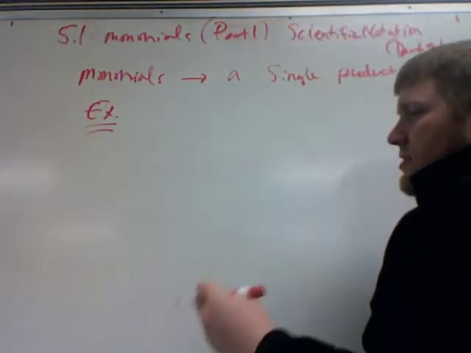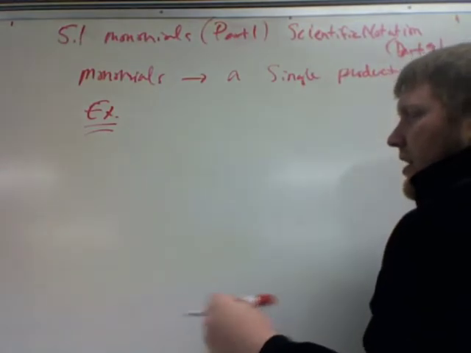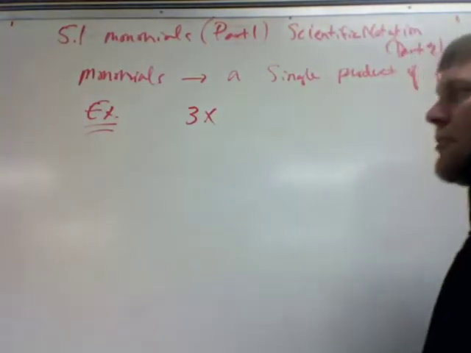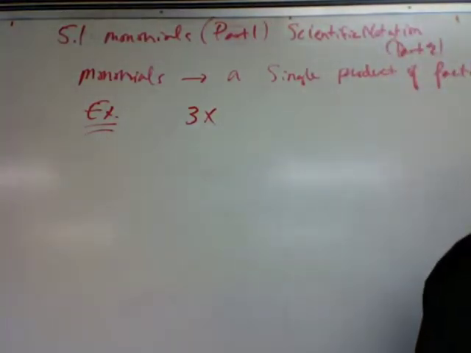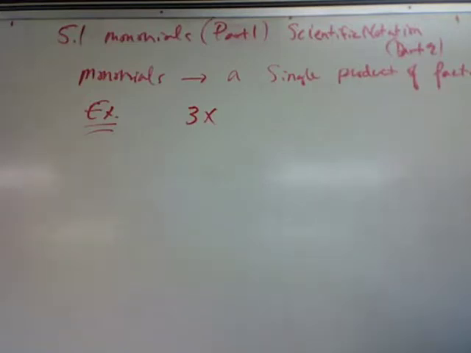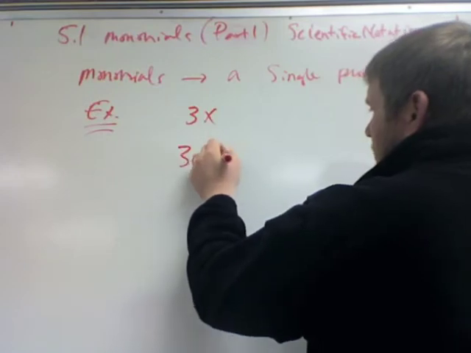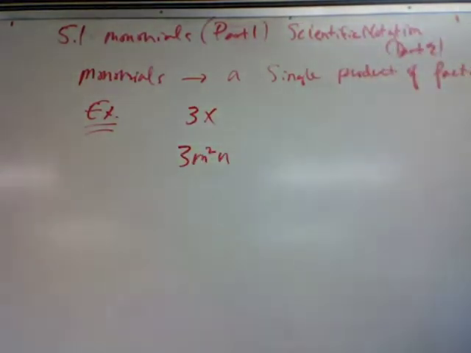It's one term, I kind of call them terms. So, 3x would be considered a monomial because it's a product. There's only one term there. Even 3n squared times n is a monomial. The only thing going on there is multiplication.